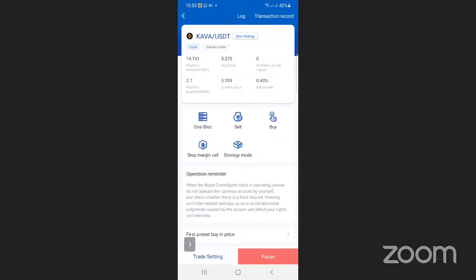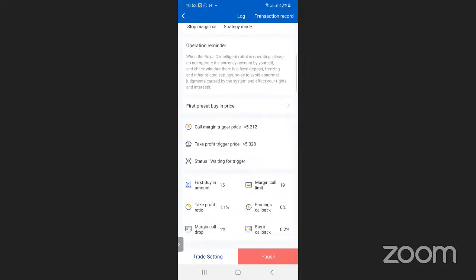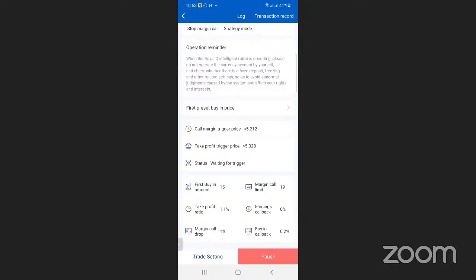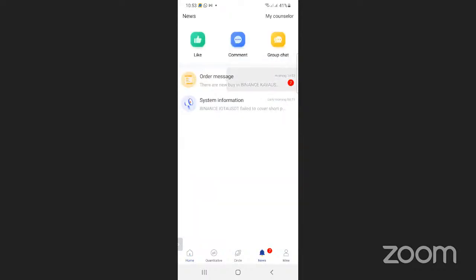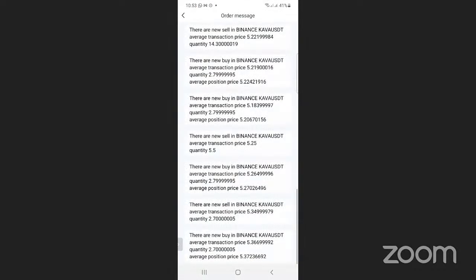If this robot has what we call the take profit trigger, now the take profit trigger is not constant, it keeps on changing. Now the robot has taken, it seems, let me check. You see, it keeps on changing depending on the price. Let me check. There is a sell. You see, a sell has happened.